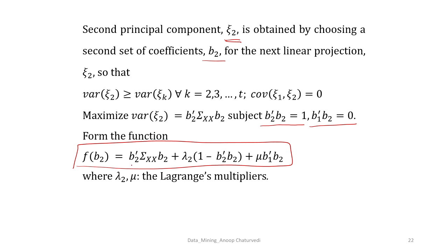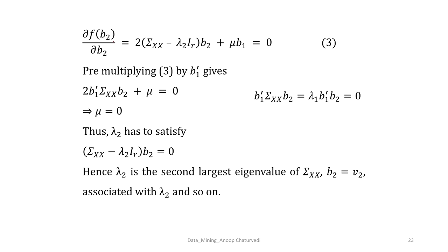You have to maximize this part subject to these restrictions. Lambda 2 and mu are the Lagrange's multipliers. So, we differentiate f(b2) with respect to b2, and we get twice (sigma xx minus lambda 2 I r) b2 plus mu b1 equal to 0. Then we multiply this equation by b1 transpose. So, we obtain twice b1 transpose sigma xx b2 plus mu equal to 0.